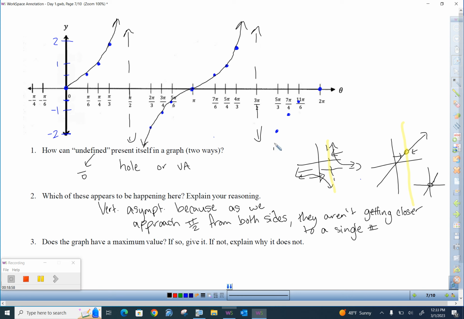Last one, same thing. And then after this, it would follow that same pattern until we hit the next asymptote. Over here, we can reverse that. It would be going this way until we hit that next asymptote value.